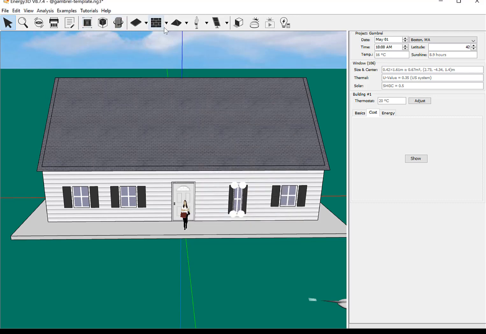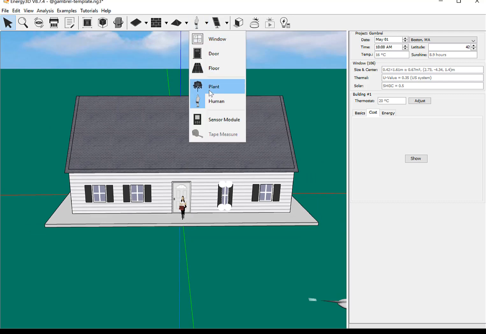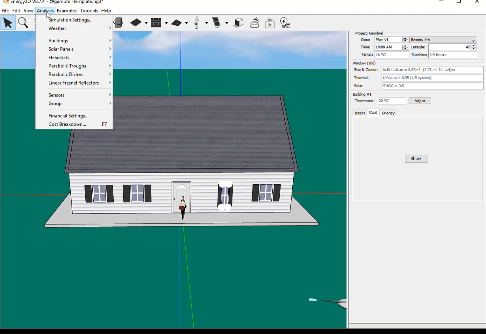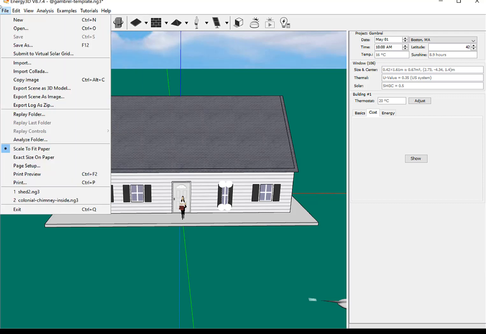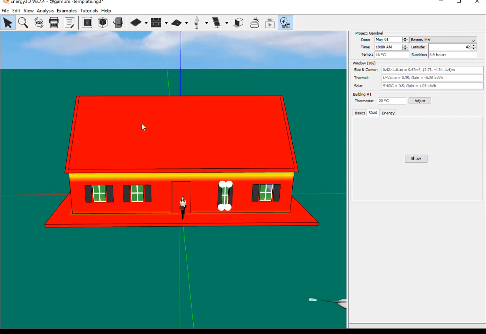Okay. Now, the other thing that we're going to want to do is we can go in and again, you can plant your trees, you can do different objects, you can put different doors around, you can put a number of different windows around, and all of that is going to impact your total cost for your house. Okay. And then you can also go over to your analysis, and I'm sorry, your view, and there's a menu option about halfway down where you could say solar irradiance heat map. This is going to show you the best places to put solar panels for your house.